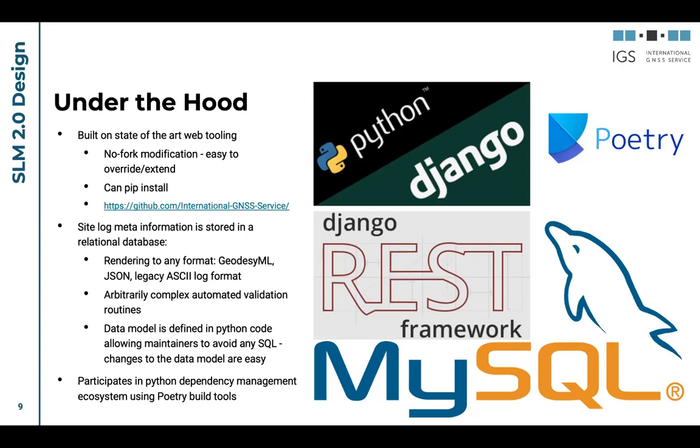So the goal is, and this is how we're going to manage it at IGS, when we want to update our operational deployment, we're just going to pip install the latest version of it. So anyone else who wants to use it should be able to do the same. And this will be on GitHub. That's linked there. It's not there yet, but it'll be up soon.